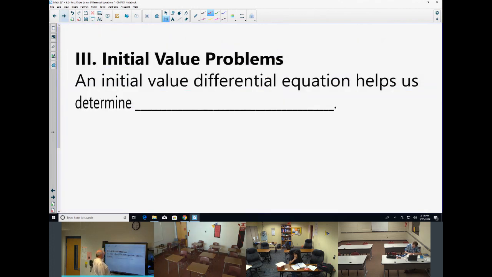Okay. So an initial value problem. An initial value differential equation, you might remember that in Calc 1 when we did initial value problems, it helps us determine the constant. Okay? So it helps us figure out what C is.